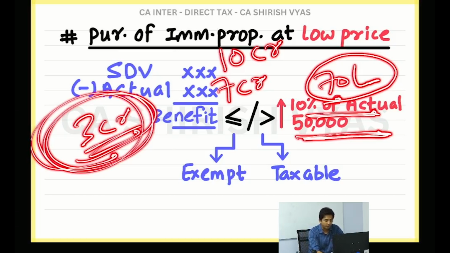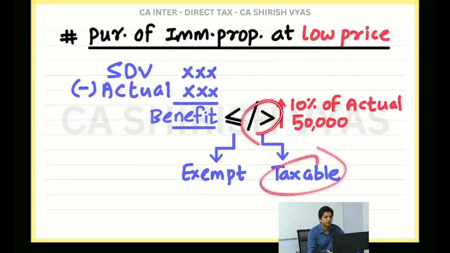And see, as per my formula, the greater than sign is coming. Look. What is greater than? 3 crores is greater than 70 lakhs. So it becomes taxable. See, greater than means taxable.